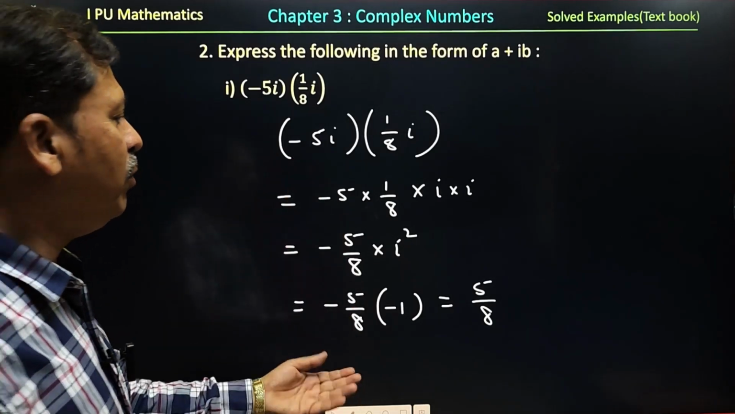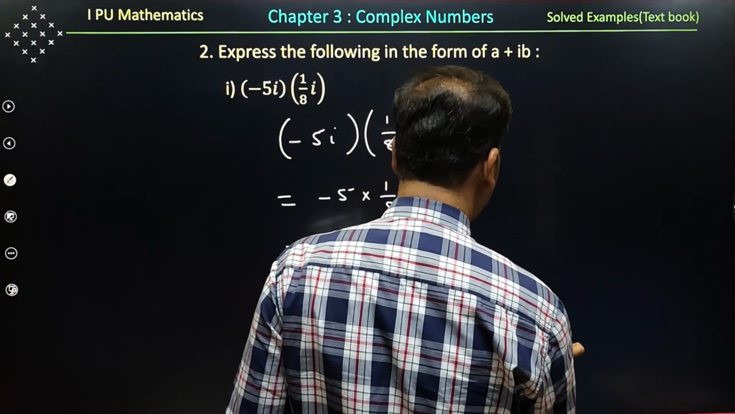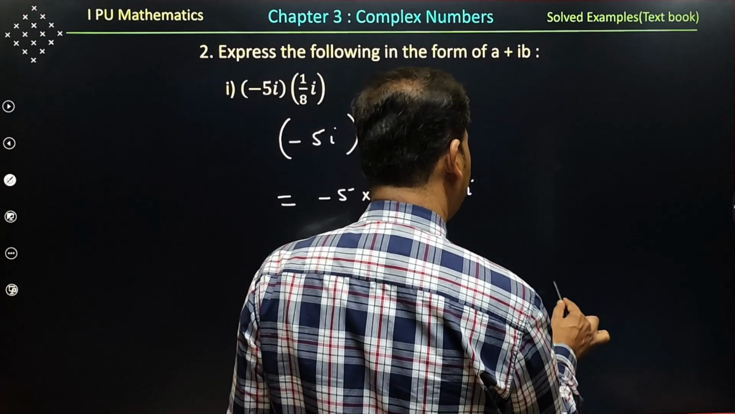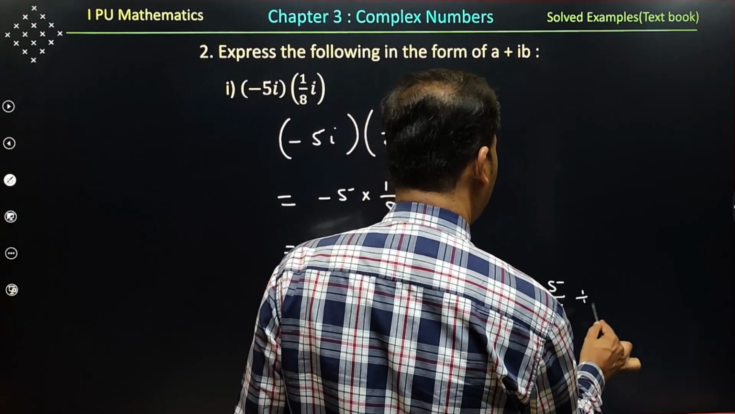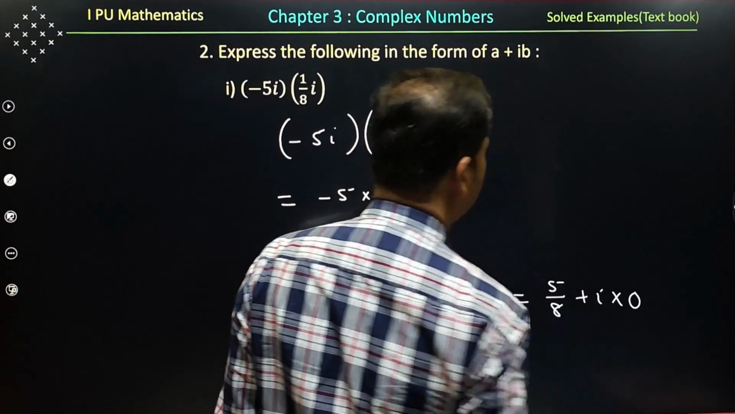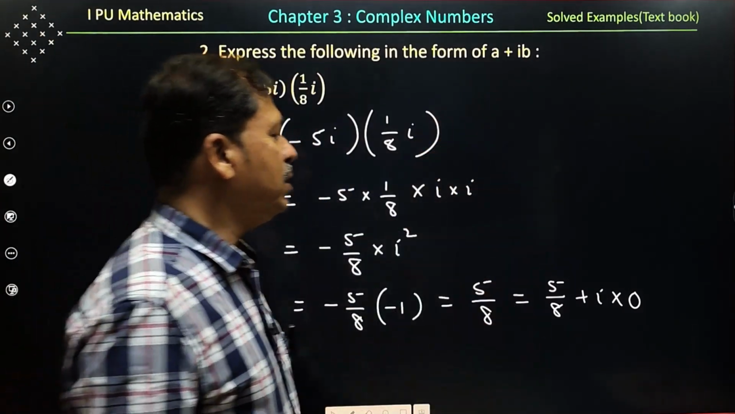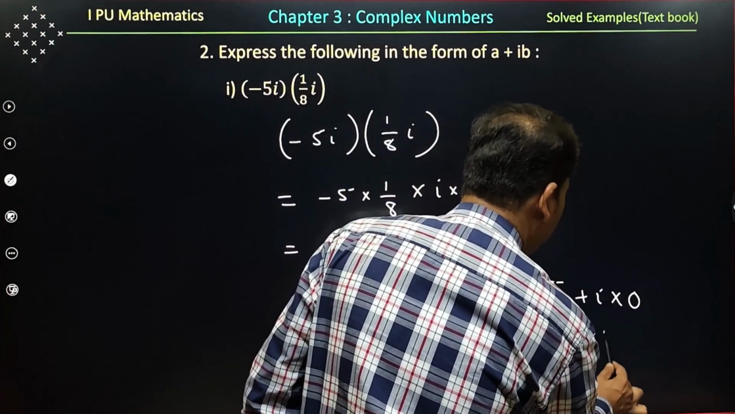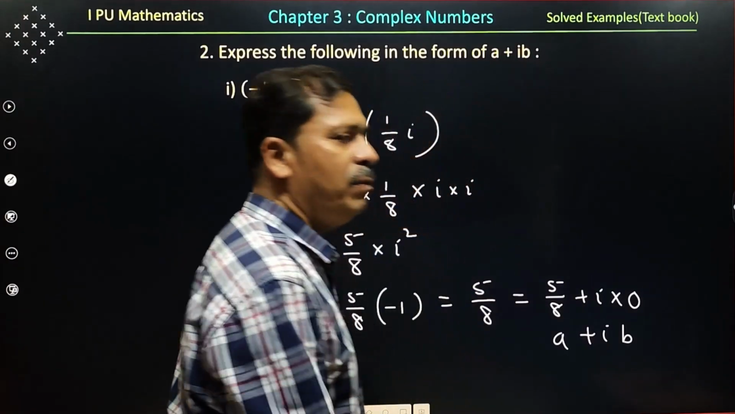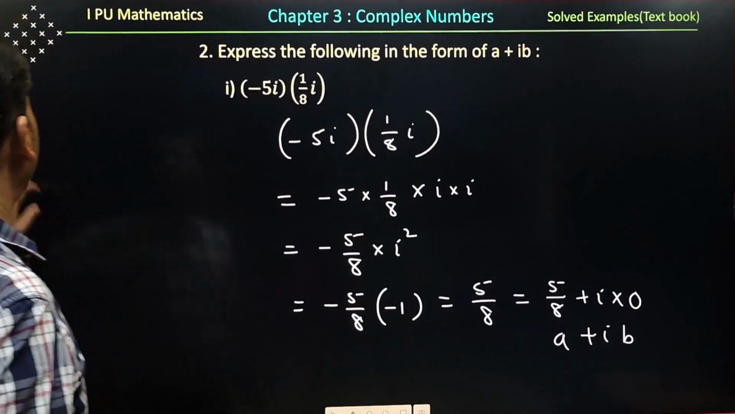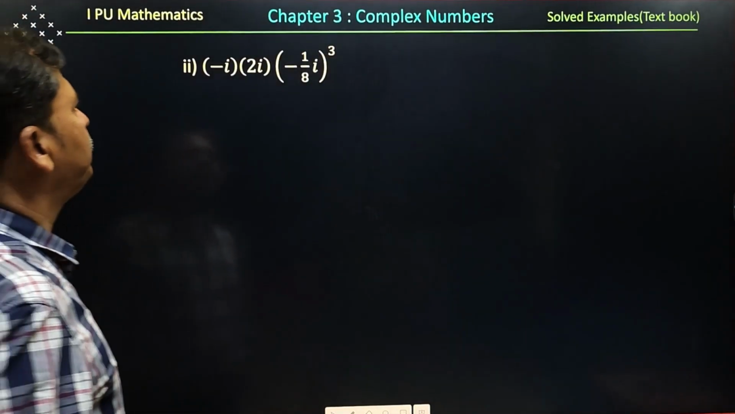The question is to write it in the form x + iy or a + ib. So that's why I would like to write it like this: 5 by 8 + i into 0. Now it has been converted into the form a + ib. In place of a, 5 by 8 is there. In place of b, 0 is there here. Let us move to the next question.